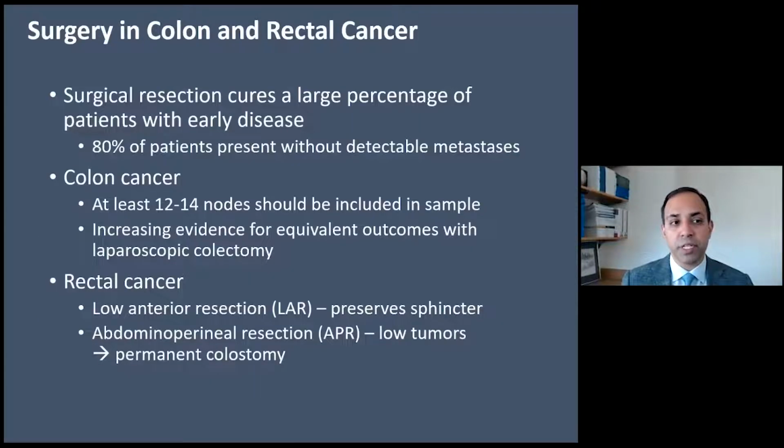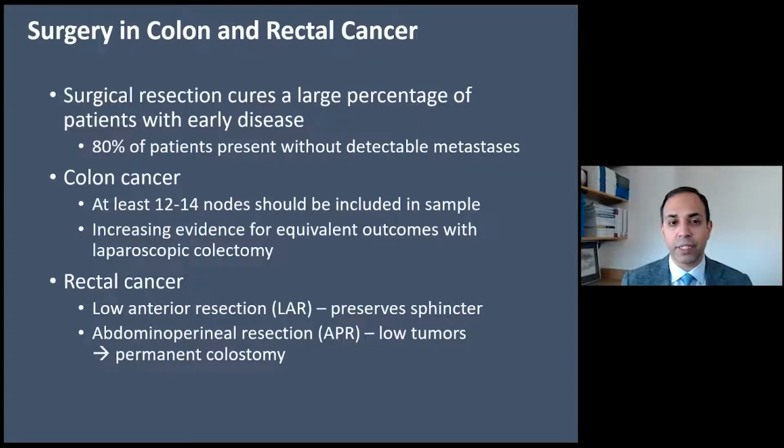When we think about the specifics of surgery, as noted, surgery is curative in a large percentage of patients with early disease. And fortunately, due to screening, 80% of patients will present without detectable metastases. In colon cancer, at least 12 to 14 lymph nodes should be included in the surgical specimen to be considered an adequate resection. There is increasing evidence for equivalent outcomes with laparoscopic colectomies when compared to open procedures.